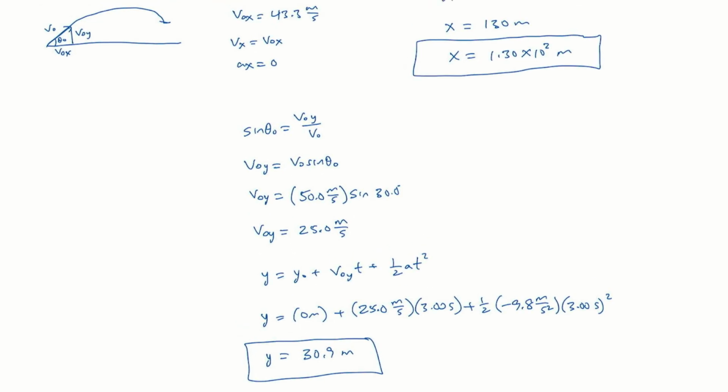So the projectile goes horizontally 130 meters, and vertically it's up 30.9 meters off the ground.